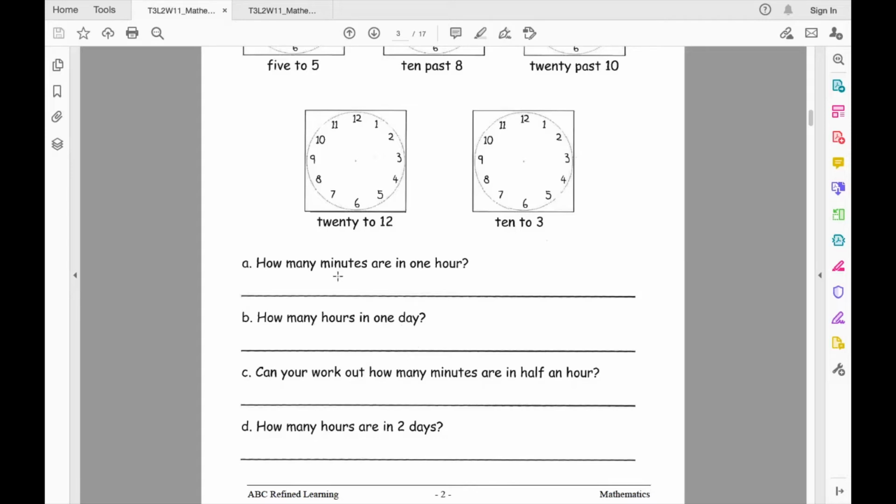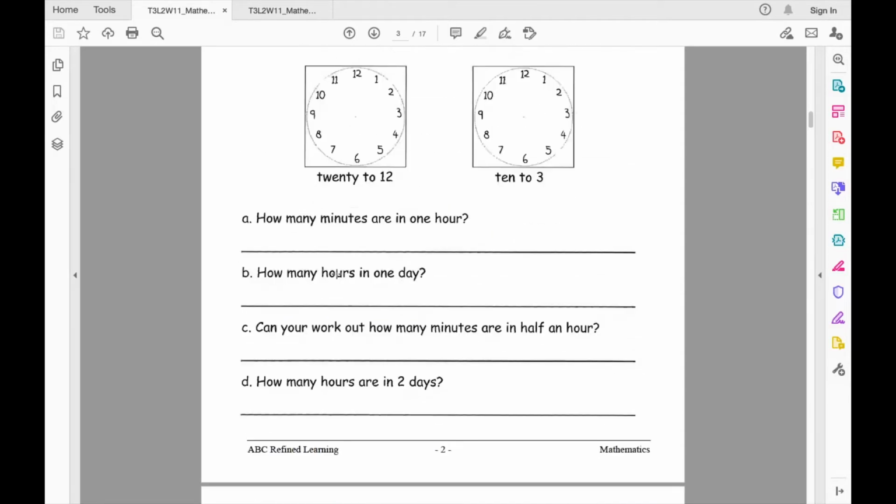Actually, we might do these questions. So I might get you to have a try of these questions after I read each question out loud. After I read each question out loud, I want you to pause the video and have a try. And once you've had a try, unpause the video. Then we're going to do that for all 4 of these questions, and after we go through all 4 questions, we're going to go for the answers to see how you went. So let's start with letter A. How many minutes are in 1 hour?